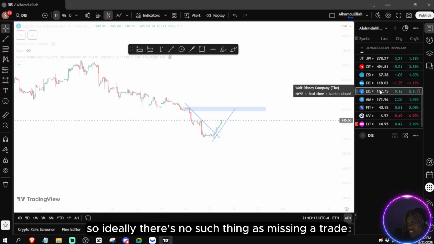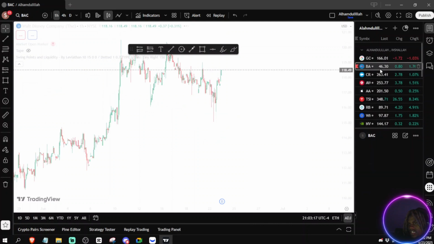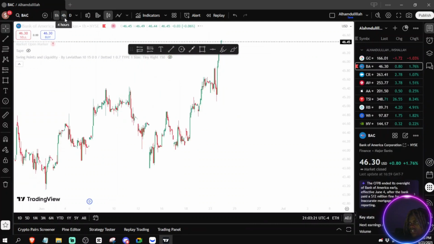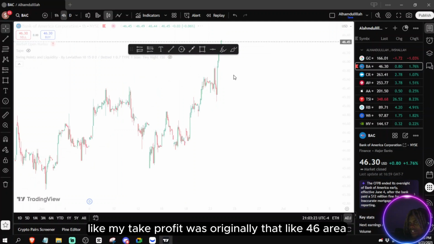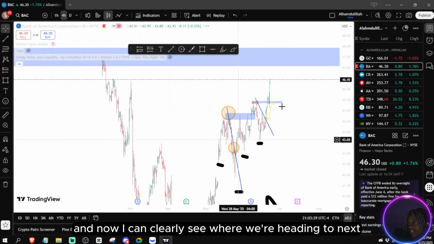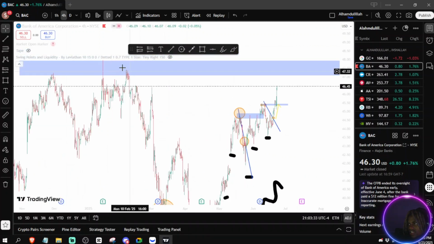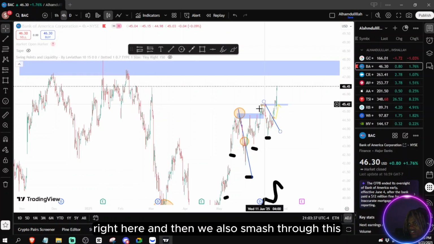So ideally, there's no such thing as missing a trade because there's always going to be different take profits. Like BAC, for example, my take profit was originally that 46 area, but we ended up breaking above that. And now I can clearly see where we're heading to next. I can clearly see how we're heading up here, this area up here. But then you see how we broke through this area right here, and then we also smashed through this.